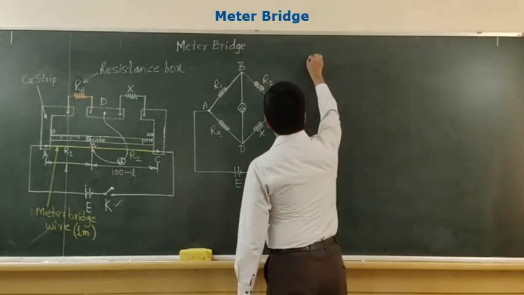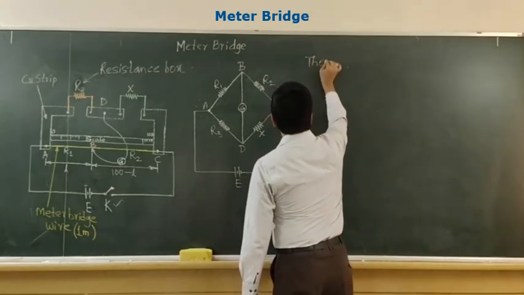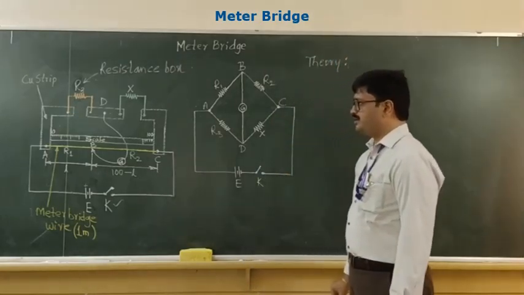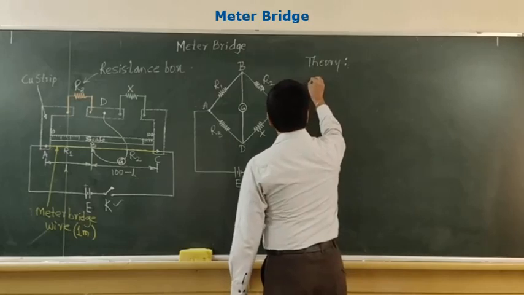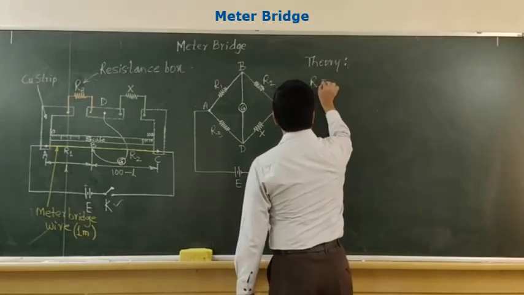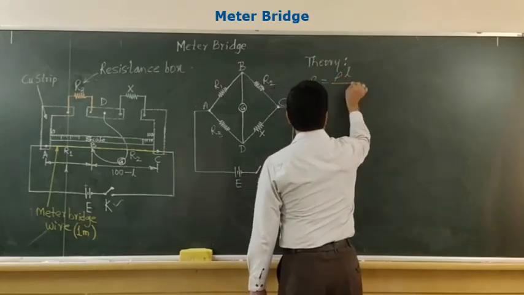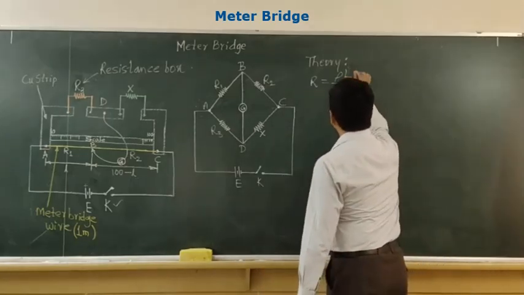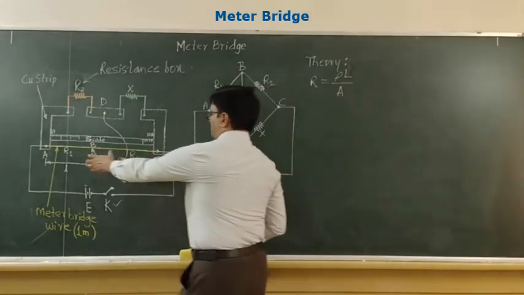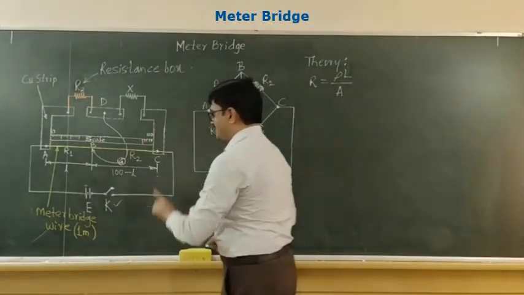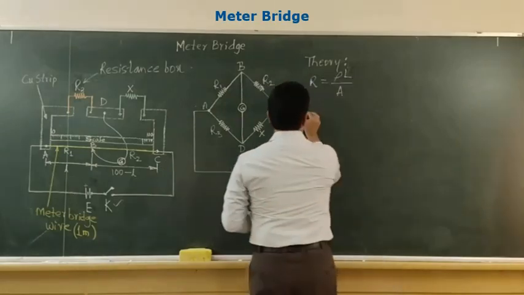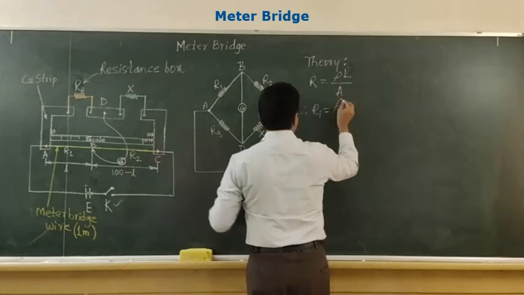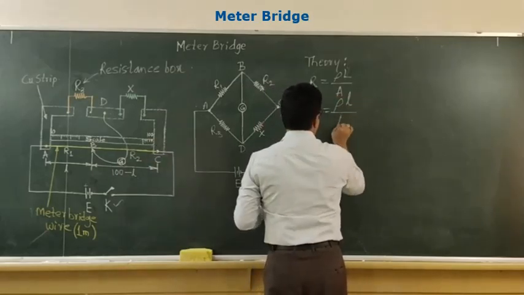And now let us take a look at the theory of it, that is the mathematical computation. Over here we know that resistance R is equal to rho L by A. This is the formula that I know, correct? Now for wire AB, resistance is what? R1. So therefore I can say R1 is equal to rho into, what is the length here? Small l divided by A.